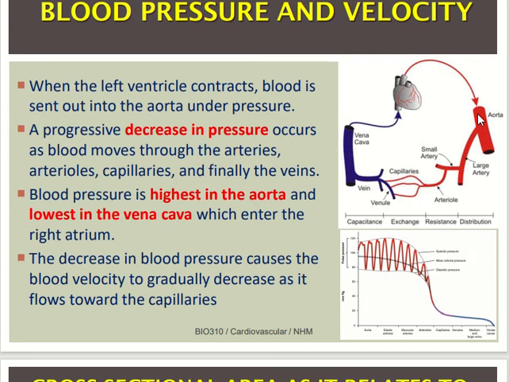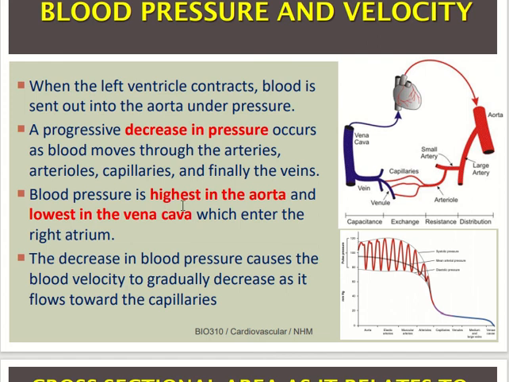Okay, next is blood pressure and velocity. So when the left ventricle contracts, okay, the left ventricle is the one that sends out oxygenated blood. The blood will be sent out into the aorta. The aorta will go to the arteriole, and the arteriole will send the blood to the capillary. Okay, what will happen? A progressive decrease in pressure occurs as blood moves through the artery, arteriole, capillary, and finally into the vein.